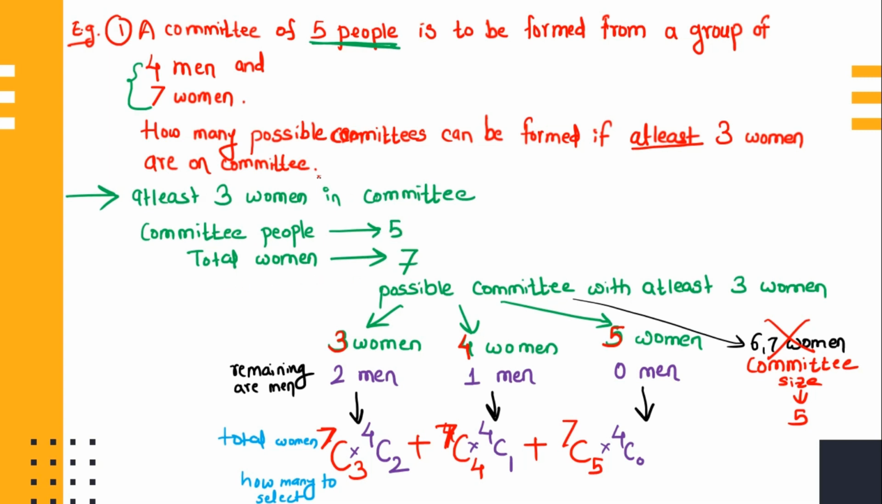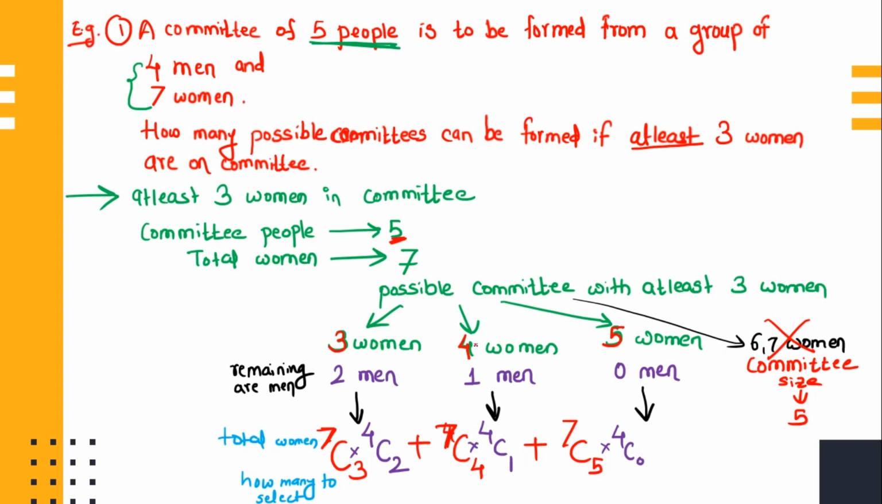The total number of women is 7. So we take at least 3 women, starting with 3 women. That is one possibility. Next, we select 4 women for our committee. Next, we select 5 women for the committee. As we have 7 women, we could select 6 or 7 women, but the committee size is fixed at 5, so we cannot select 6 or 7 women, and we stop here.